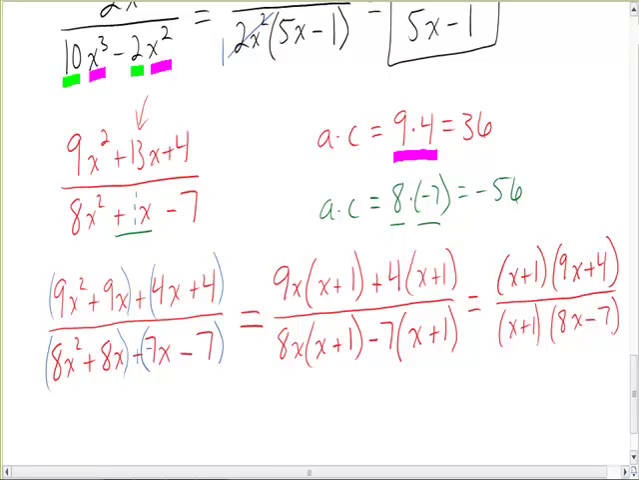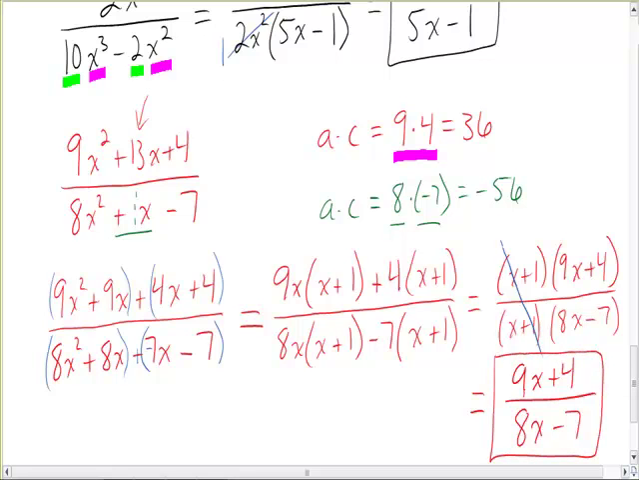Well, now that I've factored everything, chop that off. X plus 1 over x plus 1 is 1. They cancel each other out. And I'm left with my final answer, which is 9x plus 4 over 8x minus 7, and isn't math wonderful? And there's my answer. I simplified everything that I could. I factored, I canceled out the common factors, and that's what was remaining.